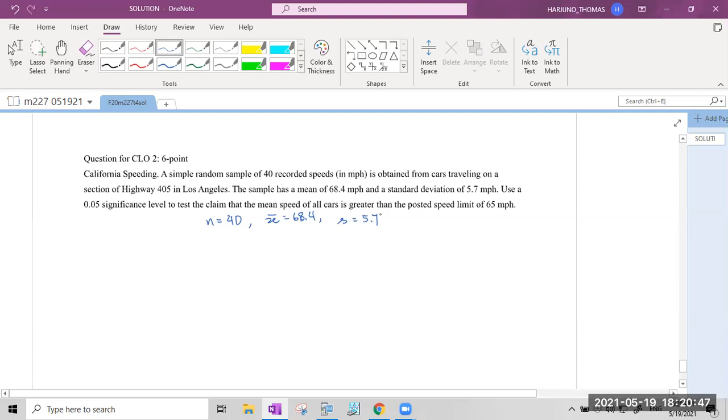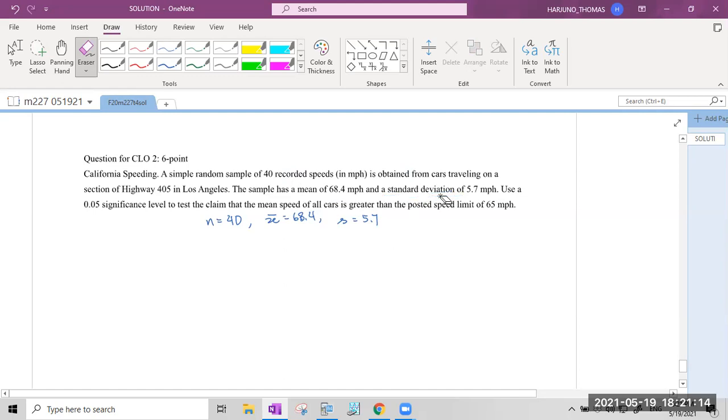How do you know the standard deviation is from the sample, Thomas? Because it says the sample has this mean and this standard deviation. So this standard deviation actually belongs to the sample, right? So how will the wording be if the standard deviation is supposed to be from the population? Well, they have to say that it is from the population.